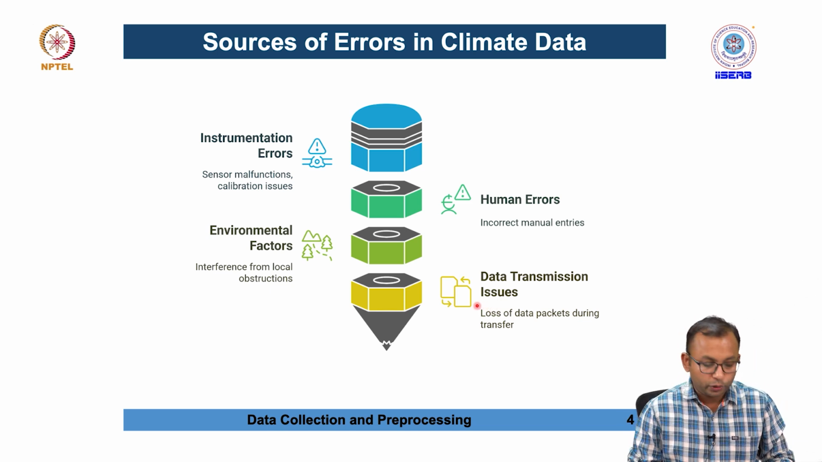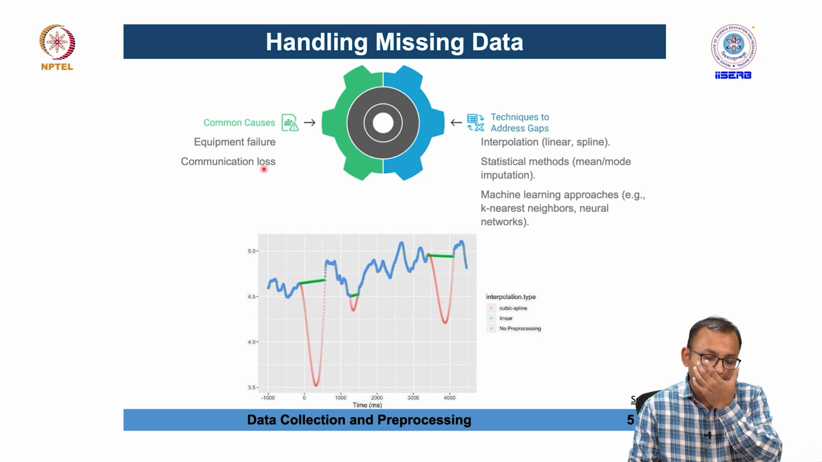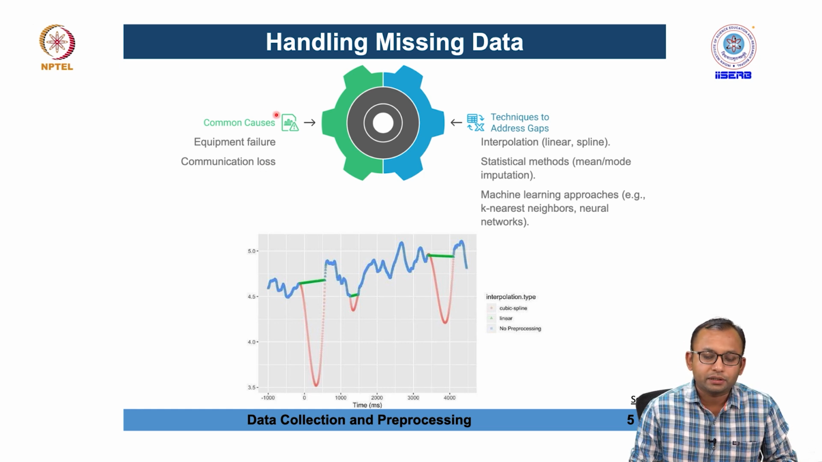So these are some of the potential error sources where error can be generated, and that has a significant impact on our data quality overall. Suppose the common cause of error in the data is missing data, for example due to equipment failure or communication loss, or some sort of random error created by these processes. Therefore, there are several techniques available which can be used to address these missing data gaps in the data set.